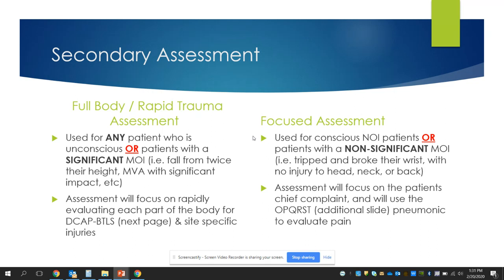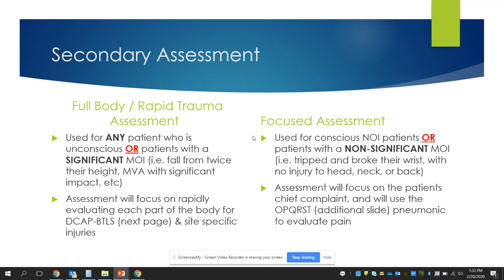So if the patient has a significant mechanism of injury or is unconscious for any reason, they're going to receive that full body assessment. That means that we're going to put hands on every body part until we figure out what is going on. All right. If we're talking about significance, that means that it was a major injury, so potential for spinal trauma, major motor vehicle accidents, falls from twice their height or more, things like that. And this is, again, where we're going to be looking at the entire body for what we're going to term DCAP-BTLS, as well as site-specific injuries.